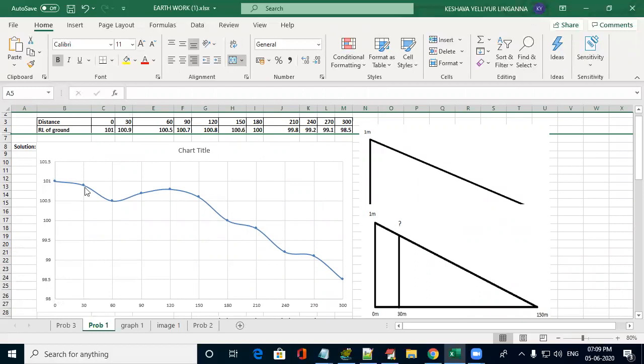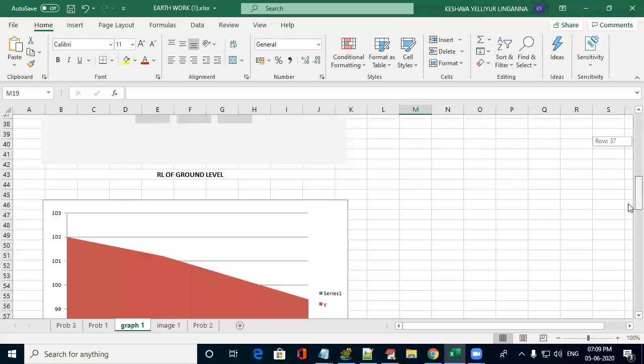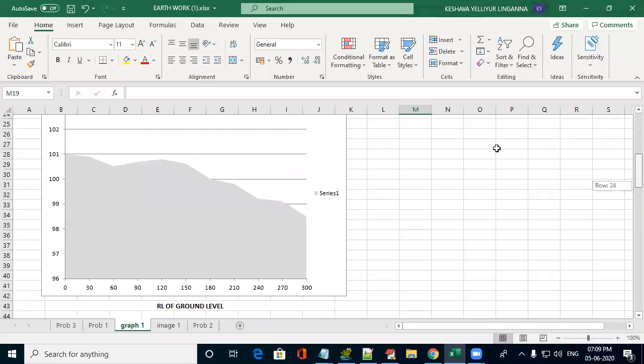At 30 meter, it is 100.9. At 60, it is 100.5. Like this, if you plot a graph, on the x-axis is distance and on the y-axis RL of the ground, you will get the ground level like this. So our present natural ground level terrain is like this. I'll show you. See, ground level is like this.